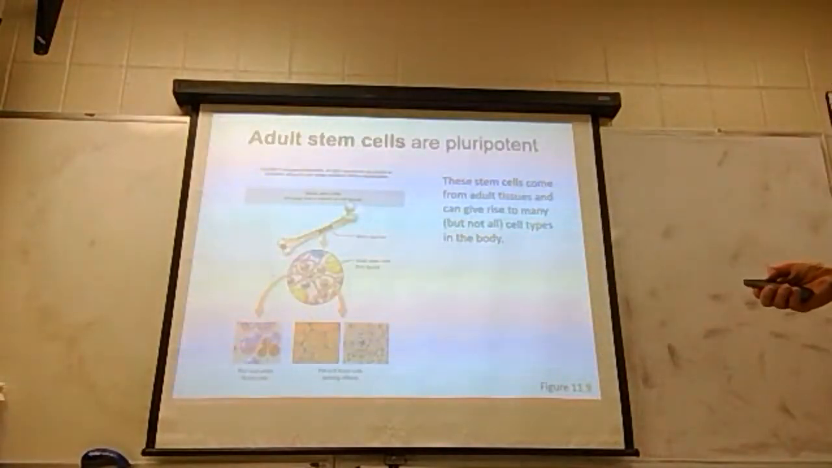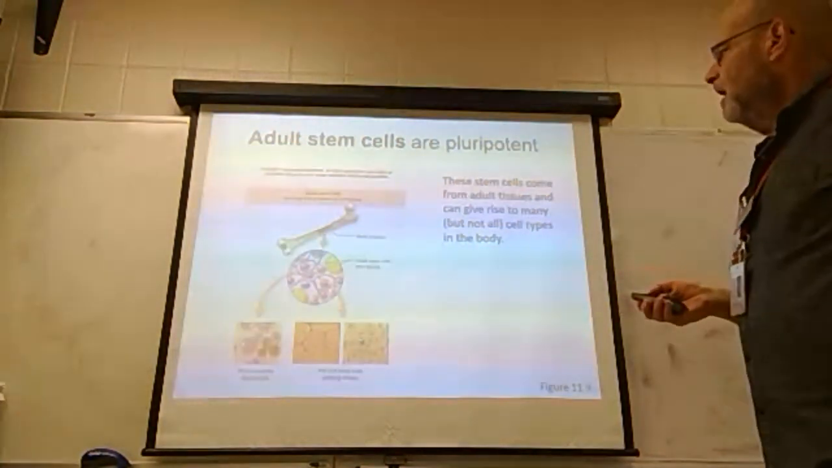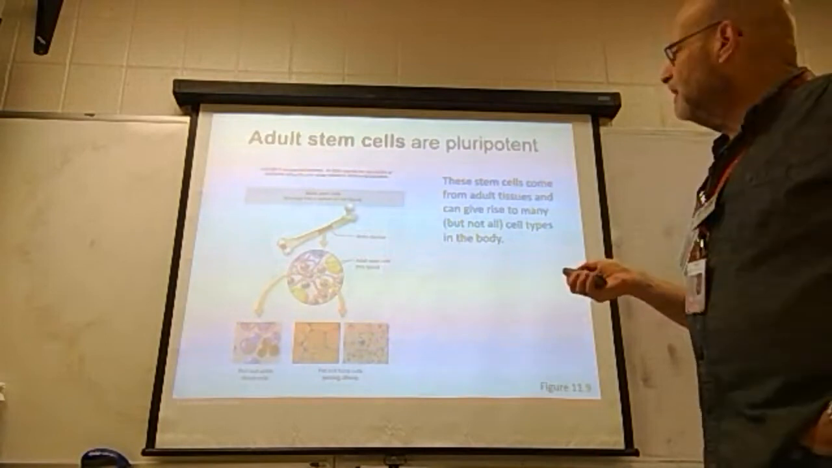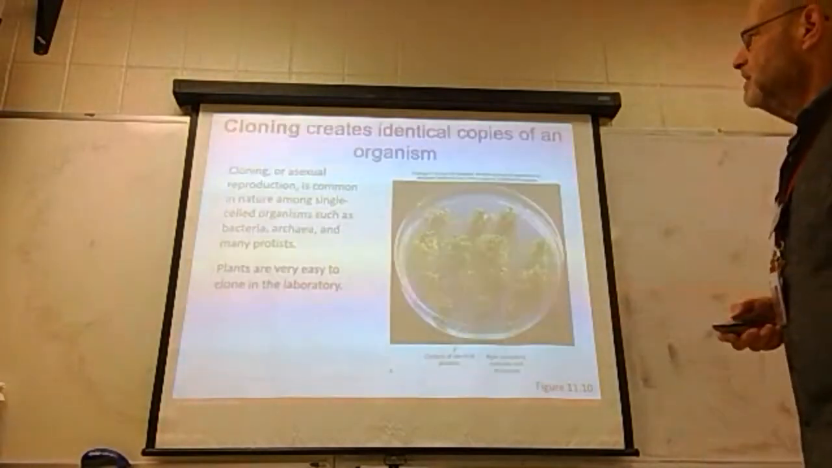Adult stem cells, as I mentioned before, are found in the bone marrow. They come from adult tissues and give rise to many, but not all, types of cells in the body. But again, they can be used very similarly to embryonic stem cells. Some researchers say for certain fields of study that the adult stem cells are actually better than embryonic stem cells.